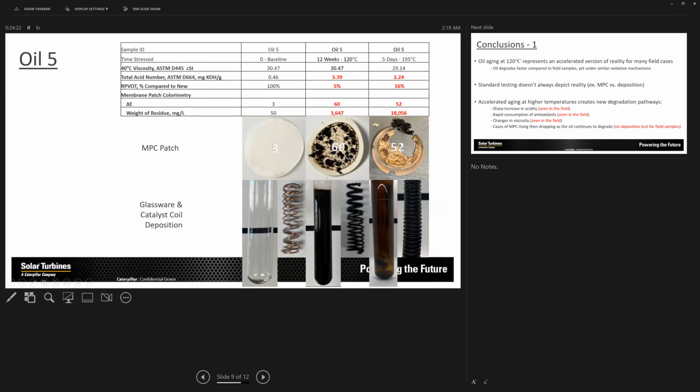And lastly, oil 5. I don't want to see this in the field, but for the laboratory, this is actually pretty exciting. For this oil, unfortunately, I do not have the 180 degrees Celsius test, but even with the two tests that we conducted at 120 degrees Celsius and 195 degrees Celsius, we see very sharp changes in the characteristics of the oil.